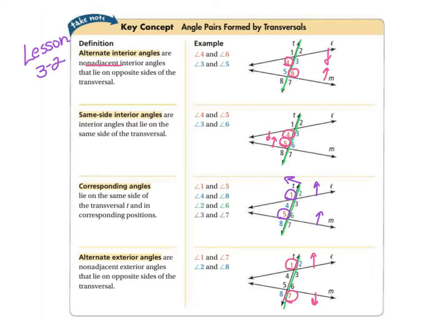Consecutive exterior would be like, let me make a drawing here. Consecutive or same side exterior would be like angle 2 and angle 7. So they're exterior because they're outside the two lines, but they're on the same side of the transversal.